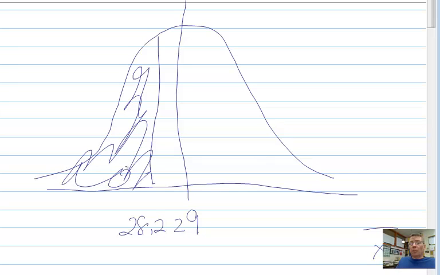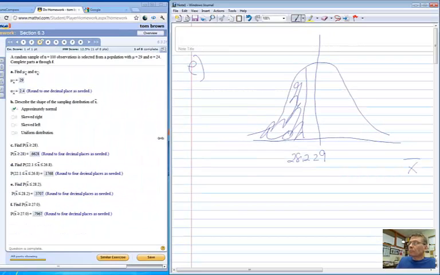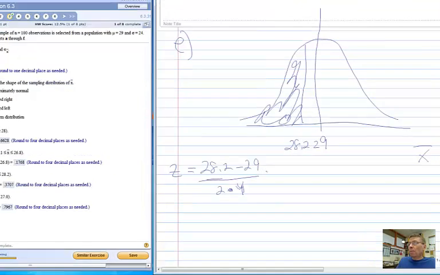If you look at this particular picture, you know that the amount of area over there is less than 0.5 because it's less than half of the area, because the area to the right of 29 is going to be 0.5 or a half. So we first have to construct the Z value. So we take 28.2 minus 29 over 2.4. Now before we calculate this value, do you expect this value to be positive or negative? Well, since 28.2 is to the left of the mean, we expect this value to be negative. Very good.